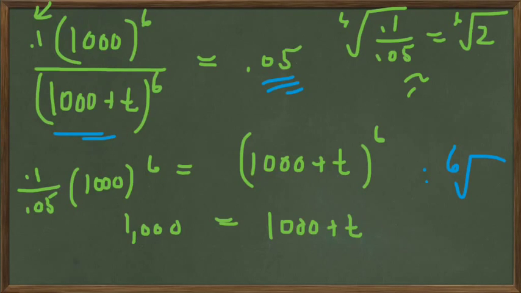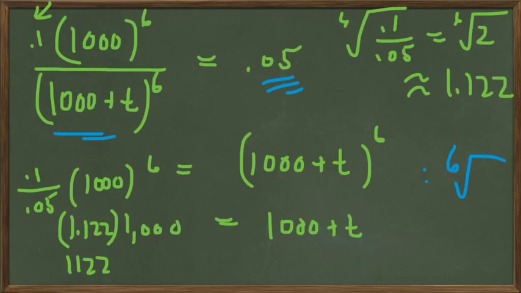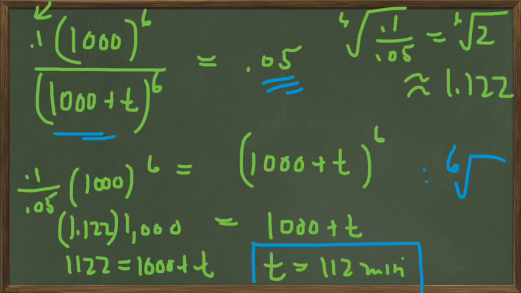So that is approximately 1.122. We're multiplying that by 1,000. So that gives us what? 1,122 equals 1,000 plus t. And when we solve that for t, we get 112 minutes. Remember, before we got 115 minutes. We're building up the concentration of salt in the tank.